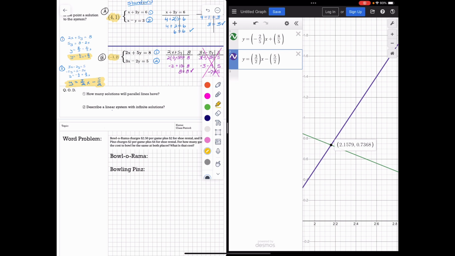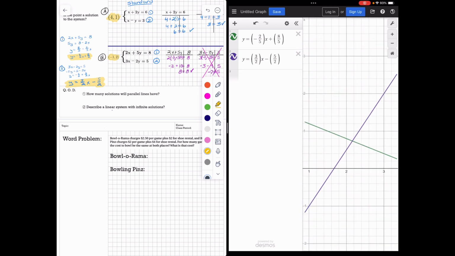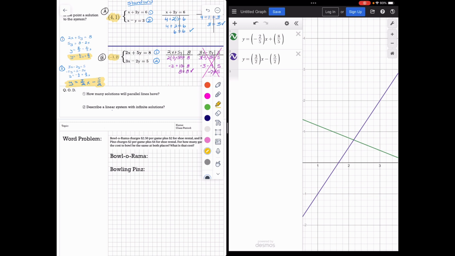I put my finger on the point, and yeah, they come together at, excuse me, 2.1579, comma, 0.7368. So yeah, the 2 points do come together. They just don't come together at -1, 2.